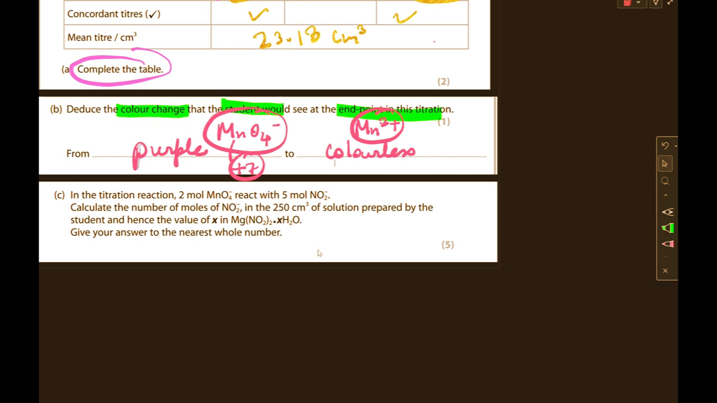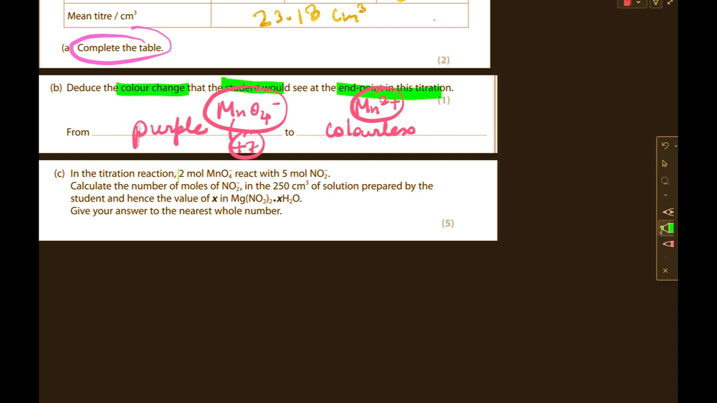Now, for part C, which is the main part of this question and quite difficult as well to understand. In this titration, 2 moles of MnO₄⁻ react with 5 moles. They have given you the ratio of the 2 ions. They said calculate the number of moles of nitrate in 250 cm³. That is the first part you need to answer. So highlight that this is the first part you need to answer.